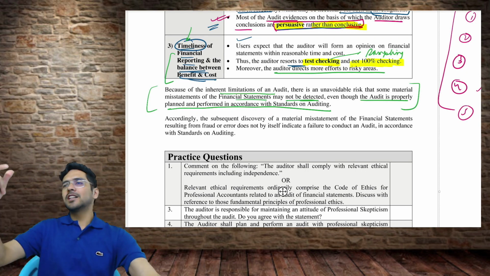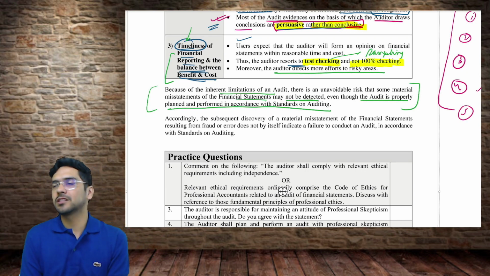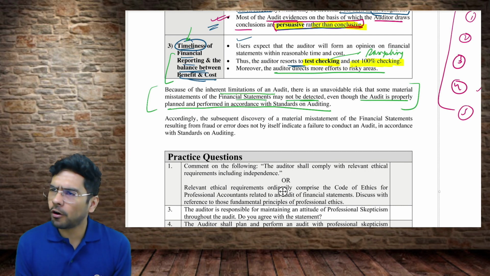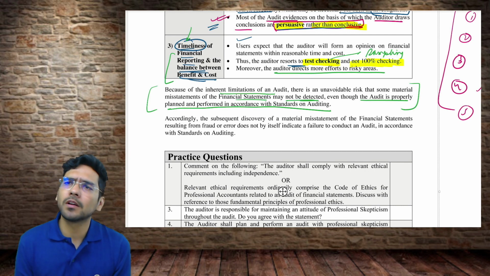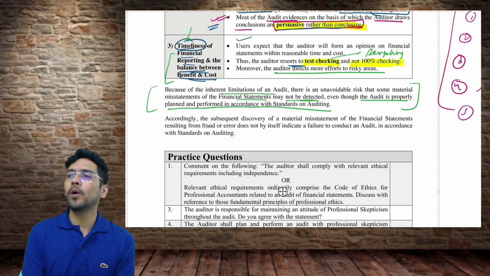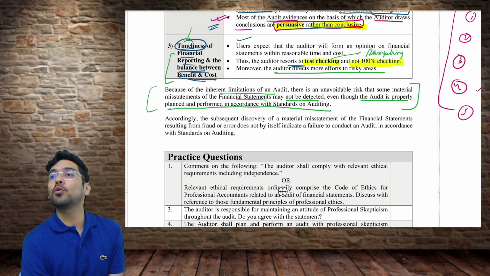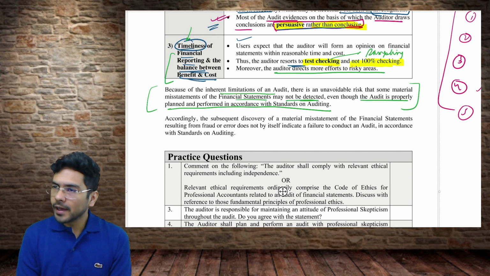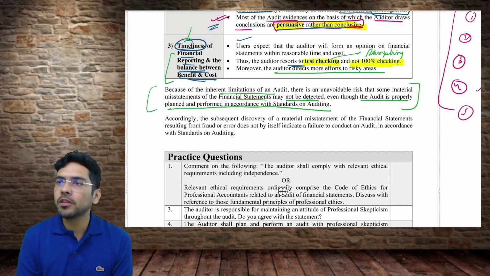Now, again, I just want to ask you one thing. Let's say, guys, you did the audit following the standards on auditing and submitted a report, but subsequently, 3 months down the line, a fraud was noticed in the company pertaining to the financial year which you have already audited. Can people put blame on the auditor?